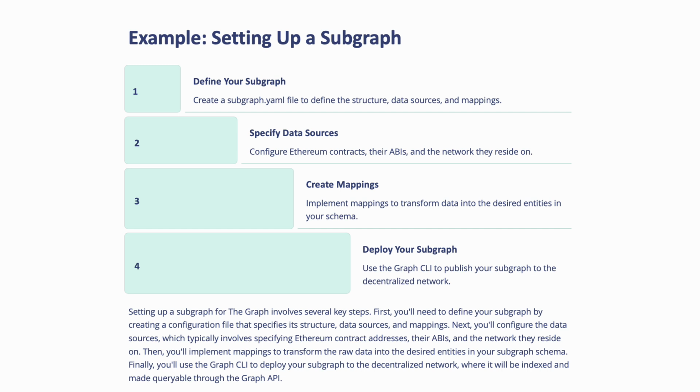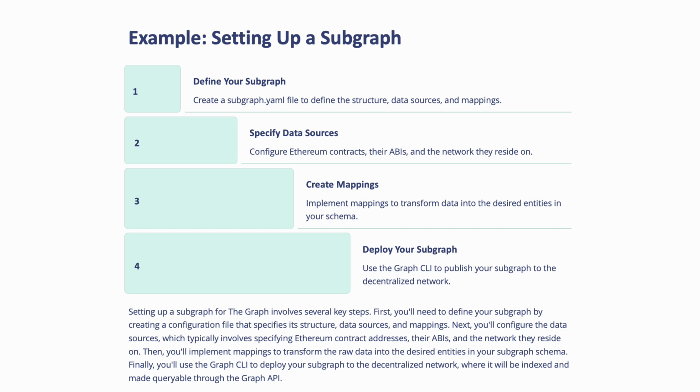The second step involves you configuring the Ethereum contracts you want to monitor by specifying their addresses and ABIs. The third step is mapping: transform the raw data from the blockchain into entities you have defined in your subgraph schema. Finally, for the fourth step, you use the Graph CLI to publish your subgraph to the decentralized network. Once deployed, you will start indexing data and making it available to The Graph API.